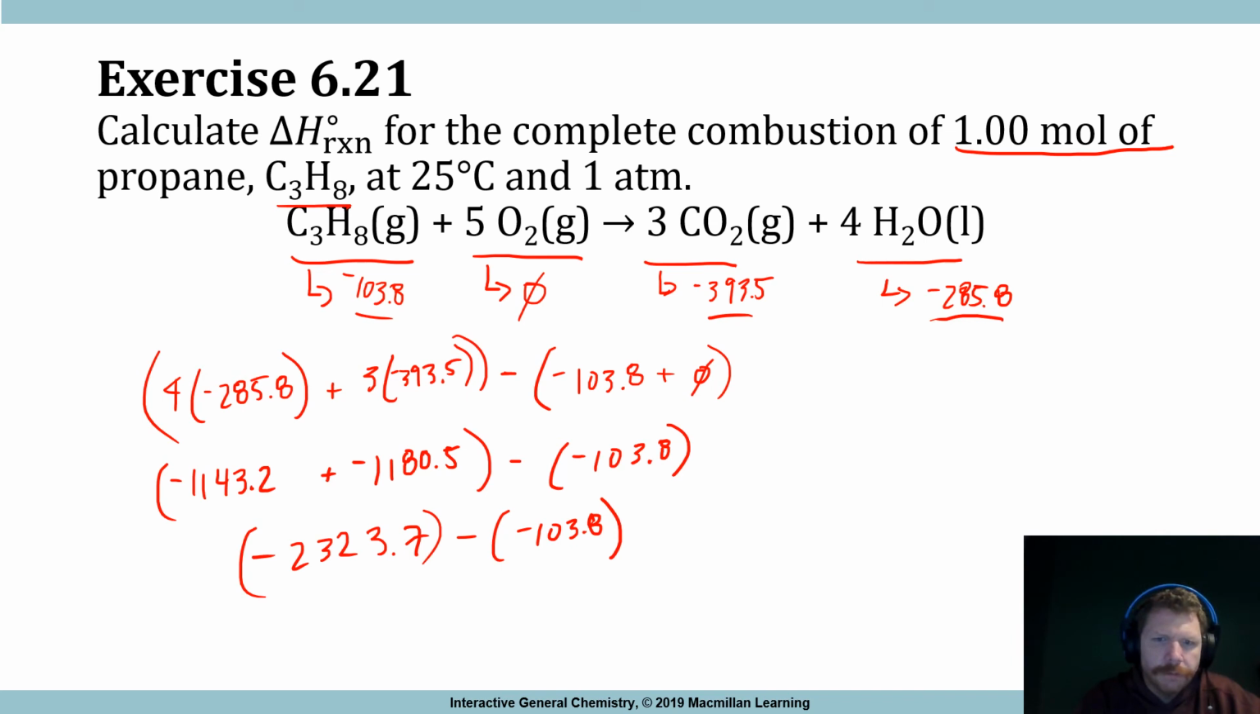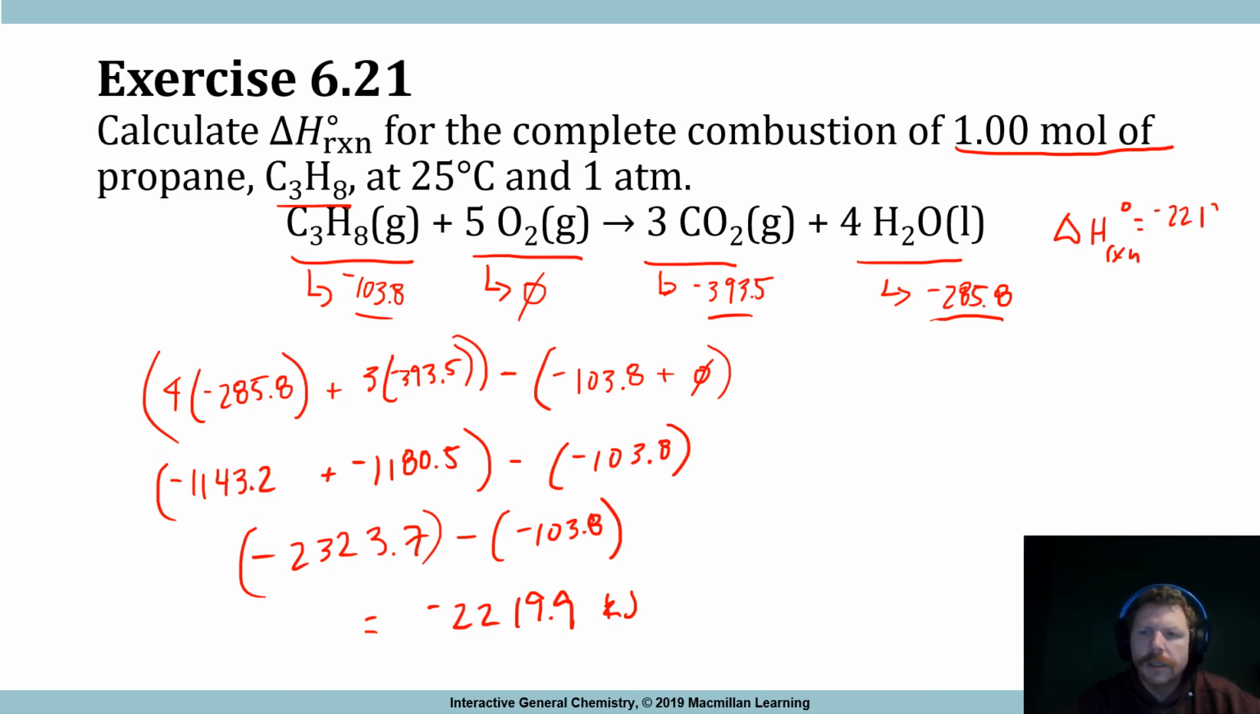And so that would effectively be negative 2323.7 plus 103.8. And I'm left with negative 2219.9 kilojoules for this overall reaction. So delta H RXN naught is equal to negative 2219.9 kilojoules. All right. So that's kind of all there is to that sort of problem.